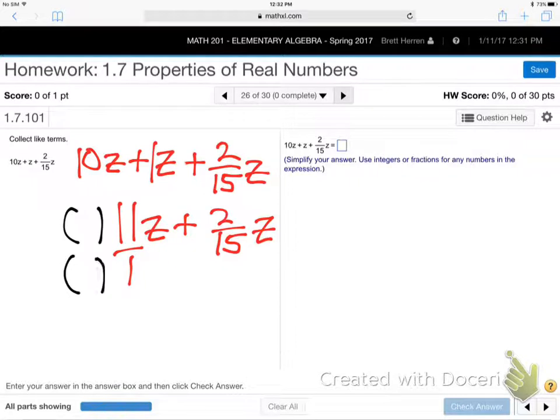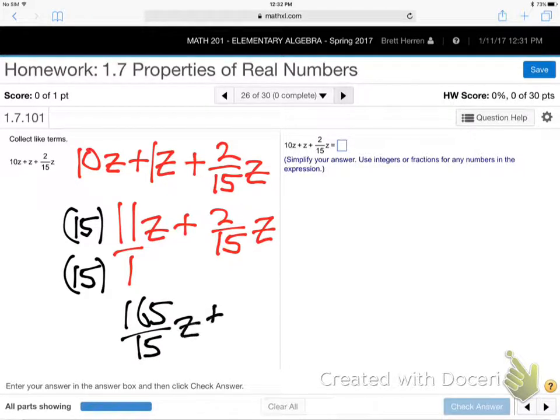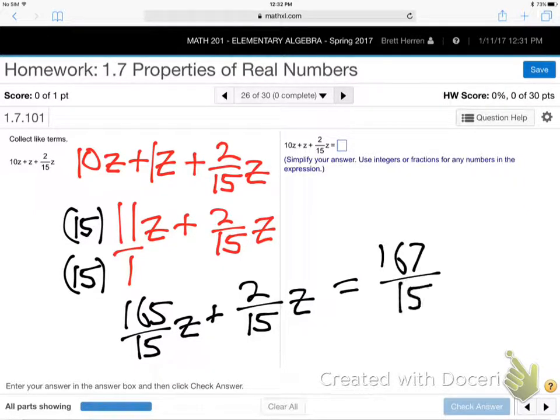So I've got to multiply, remember, by the other denominator. So top and bottom by 15, right? And so that'll be, is that 165 over 15z? And the other one, we don't need to mess with because it already has the 15 denominator. See how I've made both denominators 15 now? You just multiply top and bottom by the other denominator. So now you can add them. So what is that? 167 over 15, z.